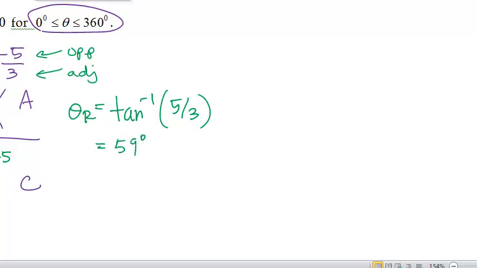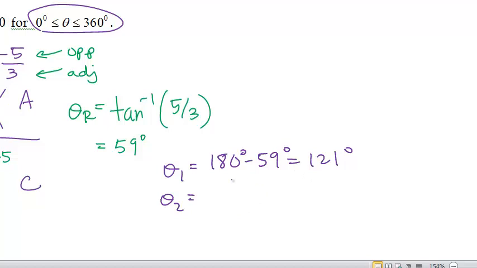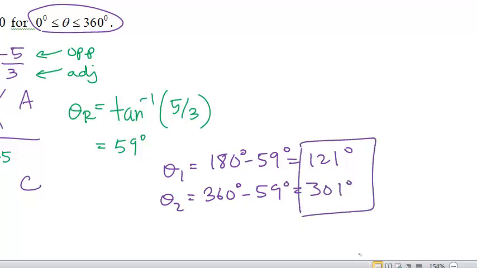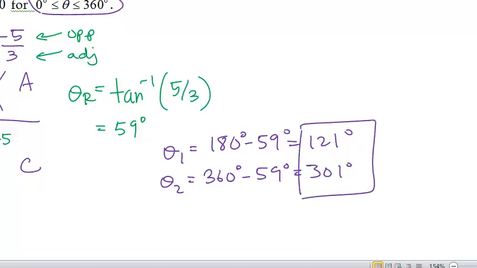From there, I'm almost done. I need 2 solutions here, theta 1 and theta 2. The first one in the second quadrant will be 180 minus 59 degrees, which is 121 degrees. And in the fourth quadrant, it'll be 360 degrees minus 59 degrees, which is 301 degrees. And there they are. Again, check them in your calculator.